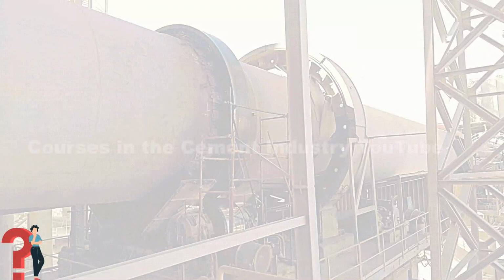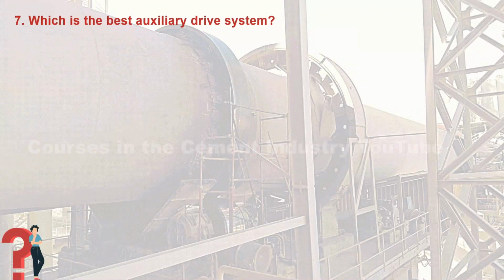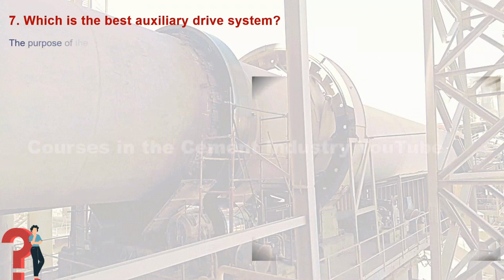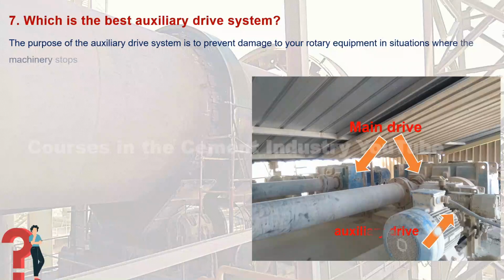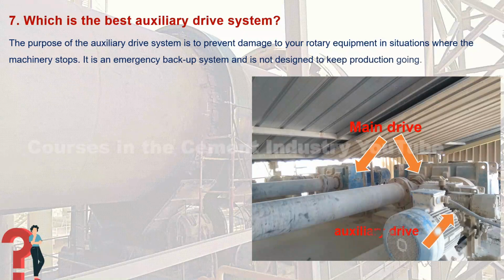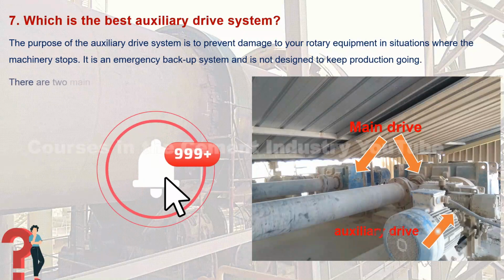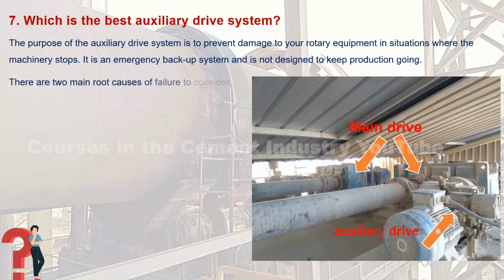Question 7. Which is the best auxiliary drive system? Answer. The purpose of the auxiliary drive system is to prevent damage to your rotary equipment in situations where the machinery stops. It is an emergency backup system, and is not designed to keep production going. There are two main root causes of failure to consider. 1. Power supply. 2. Mechanical.